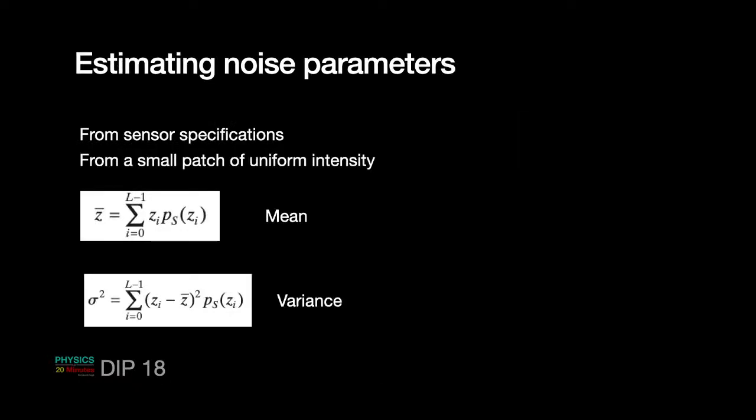So how do you estimate the noise parameters? The noise parameters can be estimated in various ways. One is from the sensor specifications. So whatever make of sensor is there, if you speak to the manufacturer or if you look at their guidelines or data sheets, then they will provide you with some sort of estimate of the noise. So that becomes very handy. However, that is not always available to the end user.